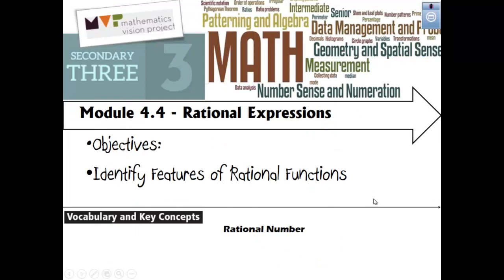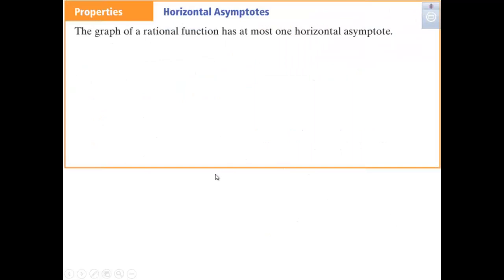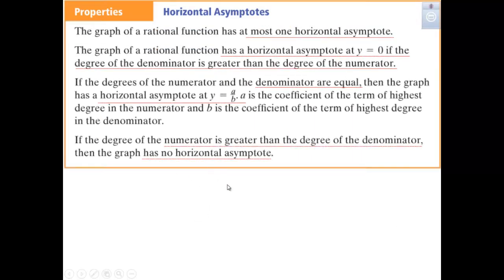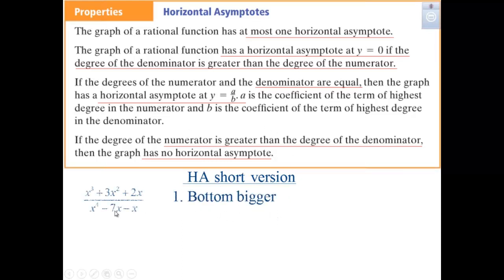Okay, so for module 4.4, we're going to be looking at the features of rational functions. And again, on the back side of our stamp sheet, we have those 8 key things for rational functions. Make sure you guys have those memorized and dialed in, especially as we get closer to the quiz and to the test. All right, so we talked about horizontal asymptotes. Just to recap, you don't have to memorize all of this. I had a short version of all of that, where if the bottom is bigger, and here's an example, whenever the bottom degree is bigger, then it's always going to be y equals 0.